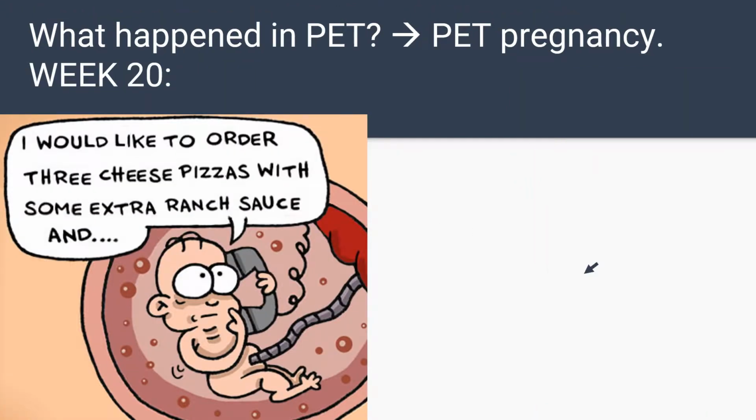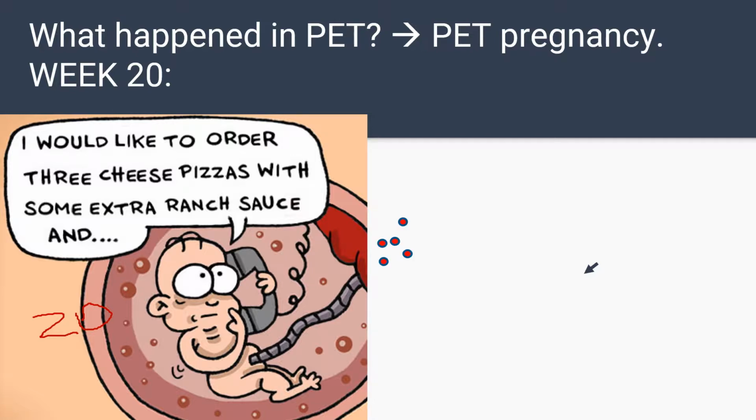So as I showed you before, in this image we have a baby in a mother with preeclampsia, where before 20 weeks everything is okay. The baby is not hungry. But at 20 weeks, the baby is now not getting all the food that he wants. So he's asking the mother, I want my 3-cheese pizza with extra ranch sauce and everything. But the placenta cannot afford it.